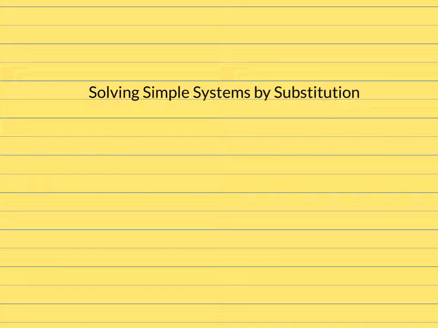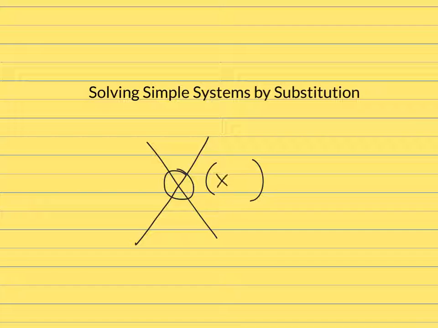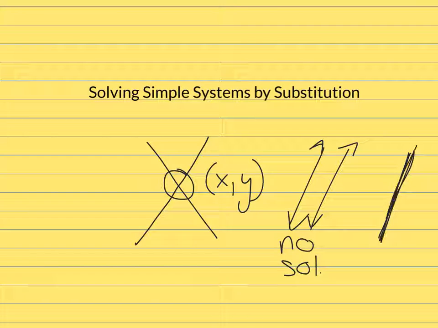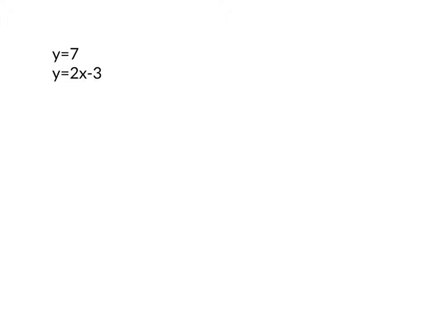Let's quickly examine how to solve an easy system using a method known as substitution. Just a quick reminder that when we're solving two linear equations, normally they're going to intersect and you have to name that point. Sometimes they'll be parallel, which means there's going to be no solution, or the third scenario where the lines fall directly on top of each other. So this has infinite solutions.